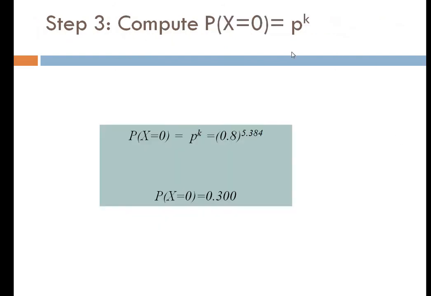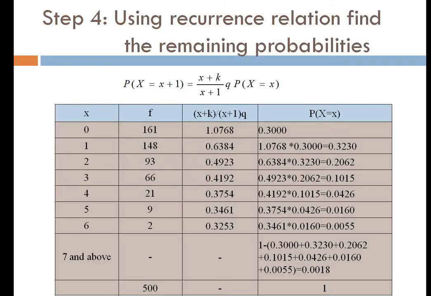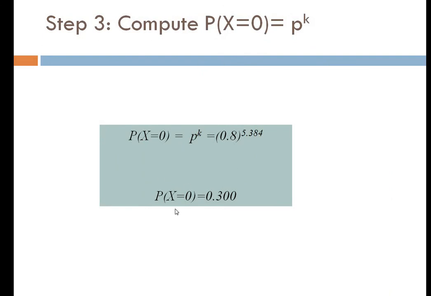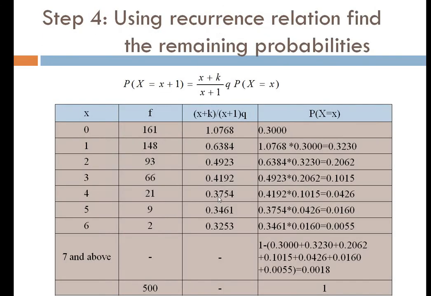Step 3. Compute probability of x equal to 0, that is p raised to k. Substituting values of p and k, and after simplification we get probability of x equal to 0 is 0.3. Step 4. Using recurrence relation, find the remaining probabilities. This is the recurrence relation. The first probability, that is probability of x equal to 0, we write as it is, as we have computed it in previous slide, this one. Rest of the probabilities we obtain by using this relation.